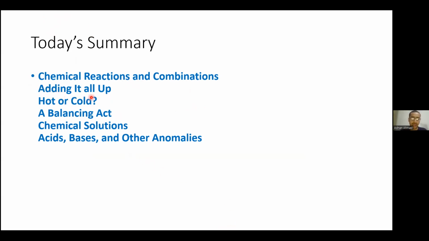And adding it all up, we talked about the law of conservation of matter. We learned how to balance a chemical equation. And I told you that the left-hand side of the chemical reaction should be equal in charge and mass to the right-hand side in a balancing act, right? And hot and cold, we discussed exothermic and endothermic reactions, chemical solutions, different types of solutions, and acids, bases, salts, and other topics.